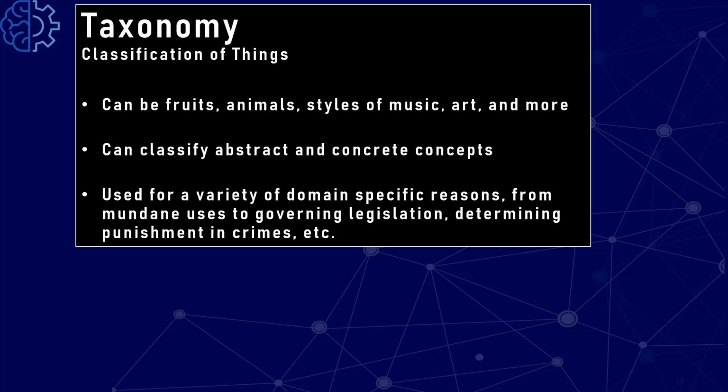Taxonomies are used to classify things, which can be concrete concepts like fruits or animals, or abstract concepts like styles of music or art. They can be used for a variety of domain-specific reasons, from mundane uses to important ones like governing legislation or determining punishment for crimes.